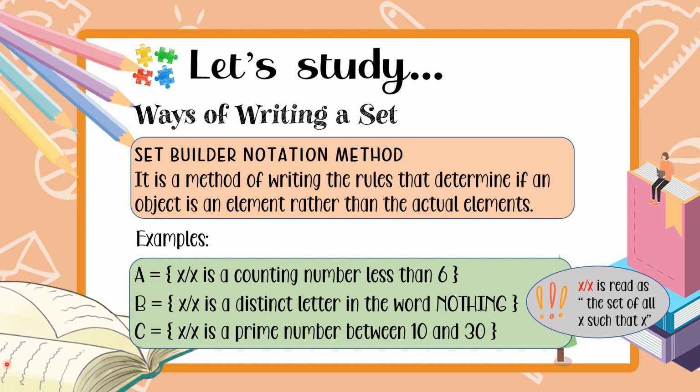Now, let's have set B. So, set B is the set of all x such that x is a distinct letter in the word nothing. And lastly, we have set C, is the set of all x such that x is a prime number between 10 and 30.